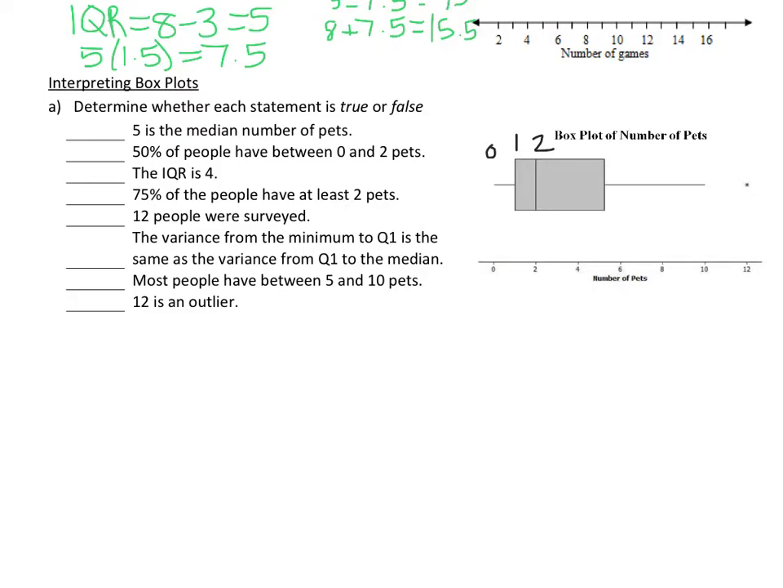And our quartile 3 looks like it's in the middle, so we'll say 5. And we have our maximum at 10. Actually, our maximum is this outlier here at 12, but this stops at 10, and this value is 12. So let's jot those down. Now let's go ahead and look at these statements and figure out if they're true or false. 5 is the median of number of pets. Our median is where this middle bar is, which is 2, so this is false.